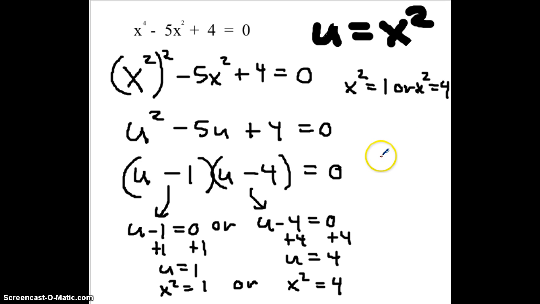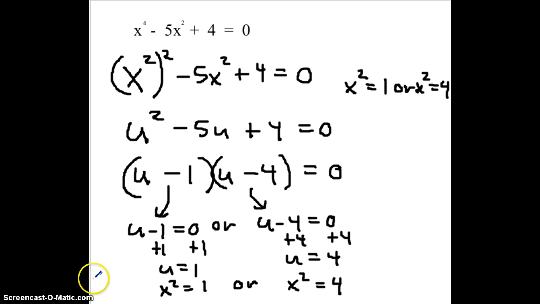Do you guys remember the old rule here? I'm running out of room. Here, let me erase this real quick. If x squared equals k, then x is equal to plus or minus the square root of k. Don't forget that rule. That's how you solve for x when x is squared. You're basically taking the square root of both sides of the equation.